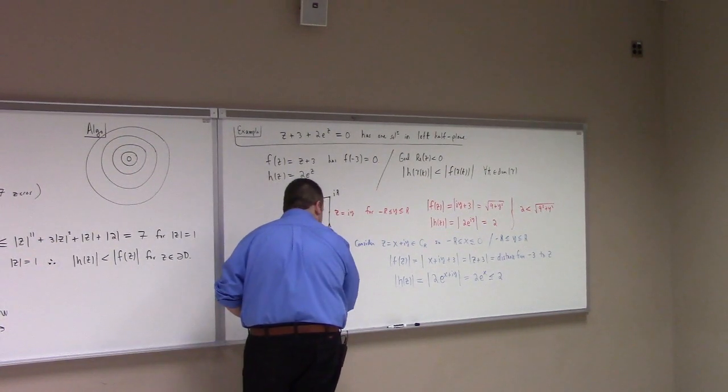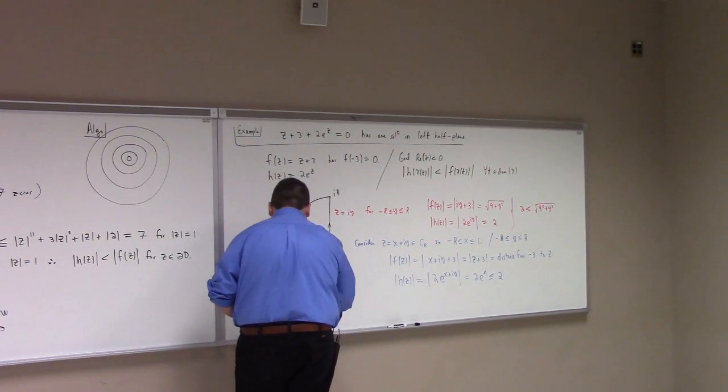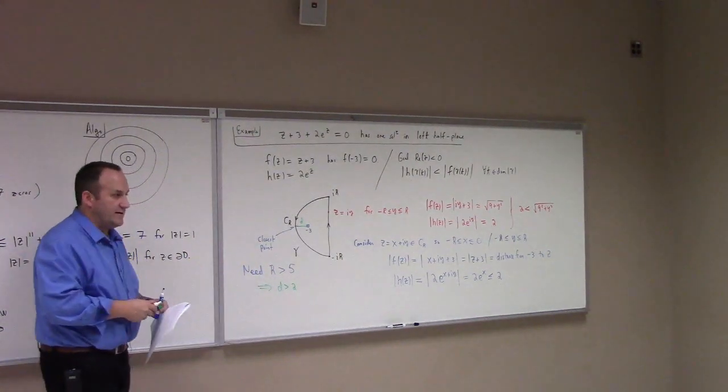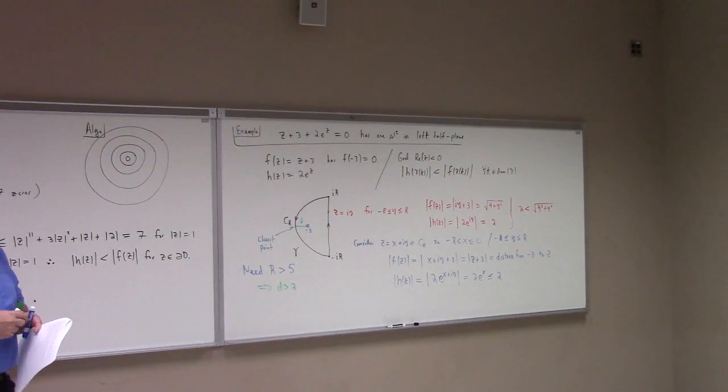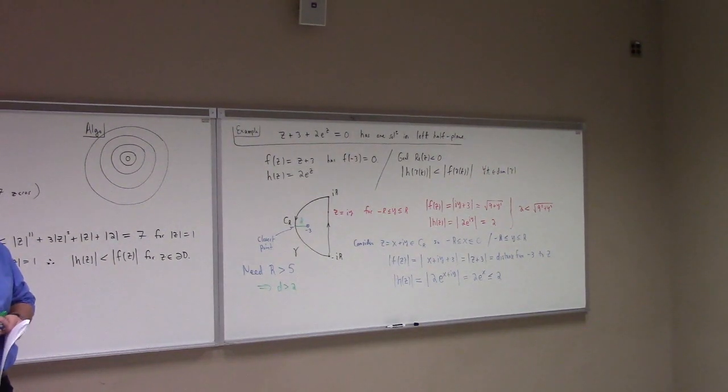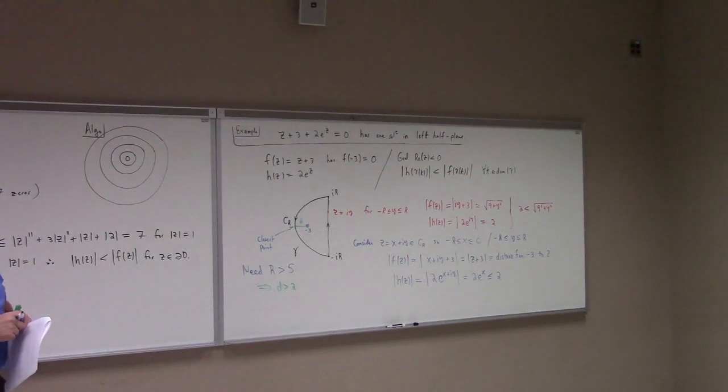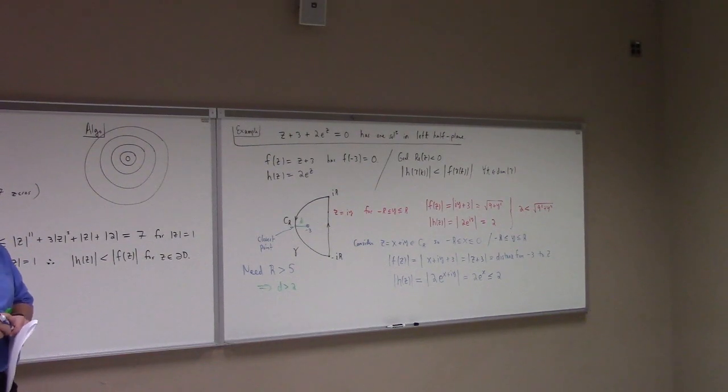Implies that D is what? Greater than 2, right? And if that distance is greater than 2, that means that the modulus of f of z is greater than the modulus of h of z on the boundary of the half circle. Therefore, since we can do this for arbitrary r larger than 5, applying Rouche's theorem, in each case we see that the number of zeros for z plus 3 plus 2e to the z is just 1, because that's the number of zeros for z plus 3 in the left half plane.